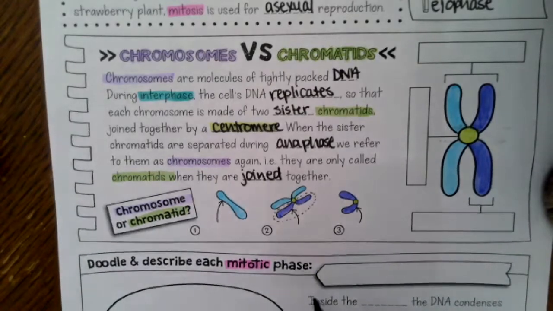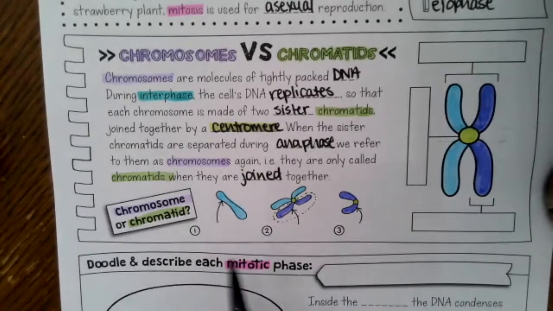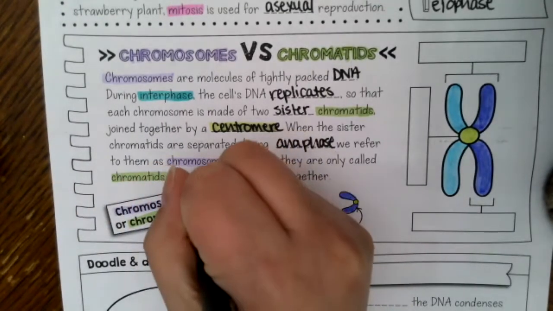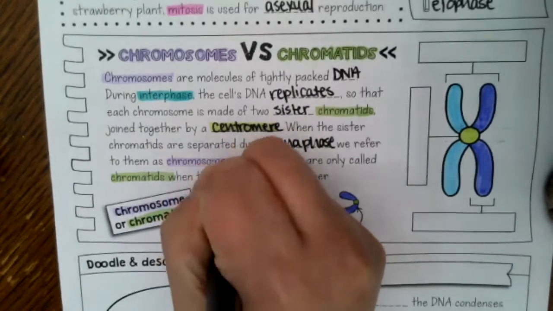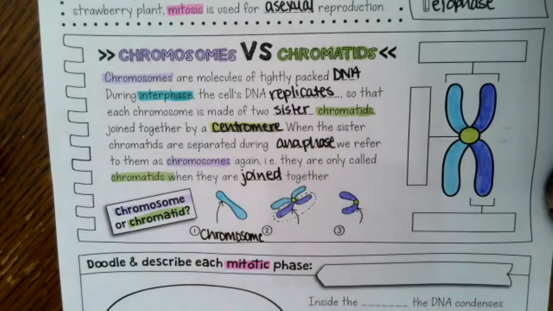But anyways, what we see down here is a little bit of a challenge. This light blue one, would we say that this is joined or is it not joined? Exactly, it is not joined. So we are going to call this a what? Exactly, this is going to be a chromosome.